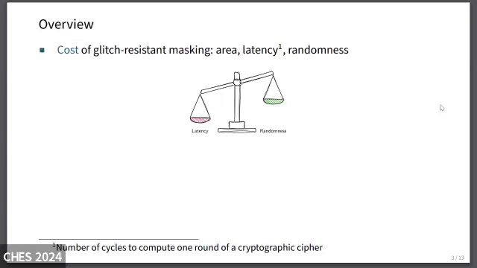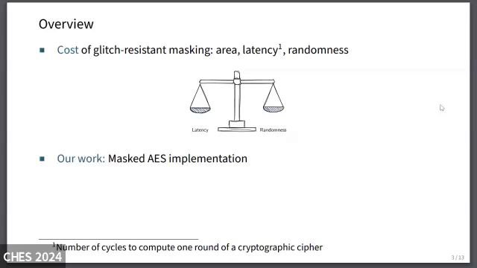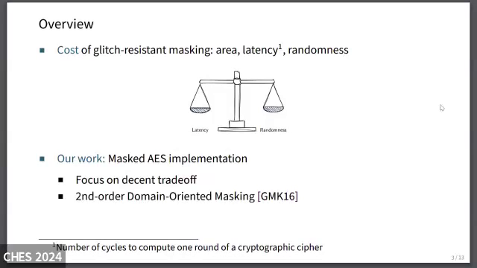And in practice, and also in our work, we targeted a design which has a good balance between those two things. So we didn't specifically optimize for latency, nor for randomness, but we wanted to have a balance between those two things. And that was the requirement and the motivation. So we wanted to have a masked AES implementation, focusing on a trade-off between those two things, protected by second-order domain-oriented masking. And we also wanted to have a parallel implementation.